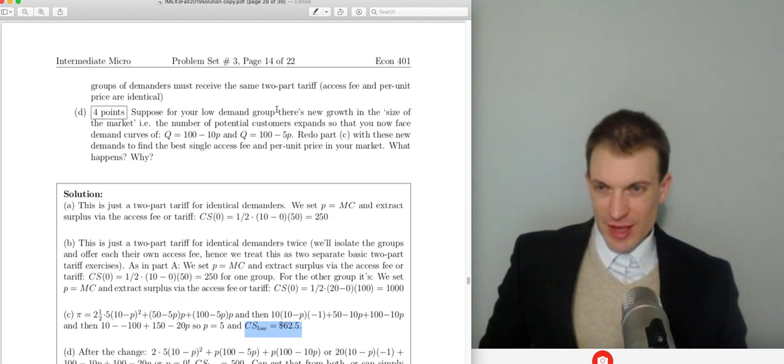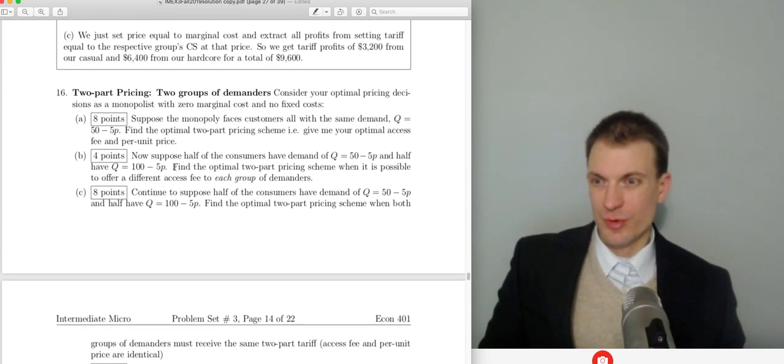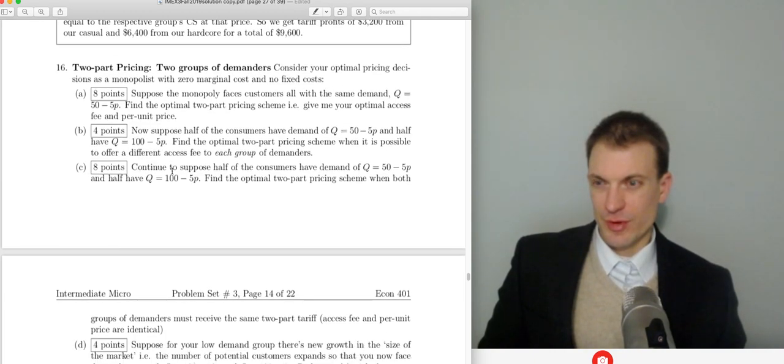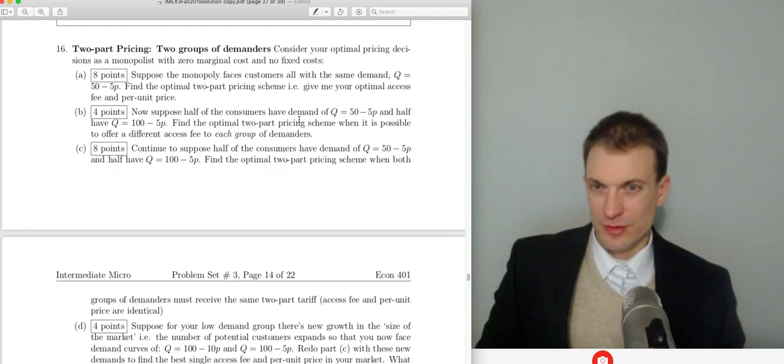And then for part D, I said, suppose the low group gets bigger. So we went from 100 minus 5p to 100 minus 10p.